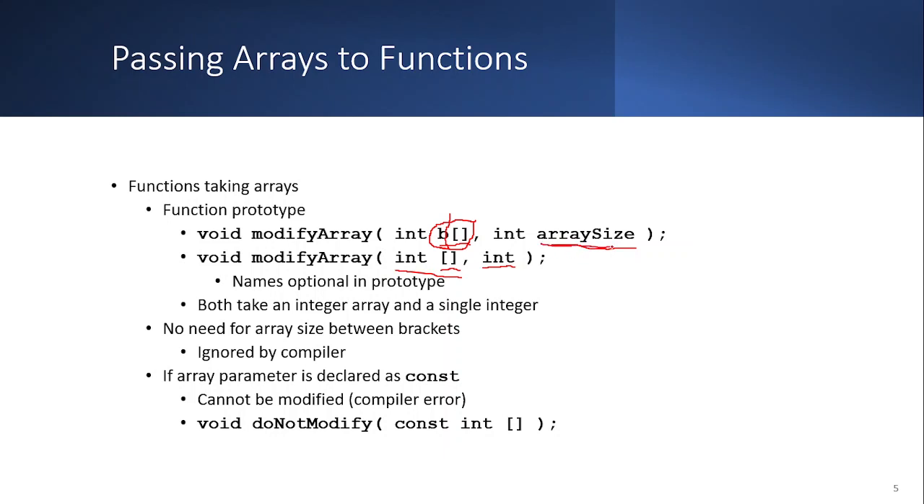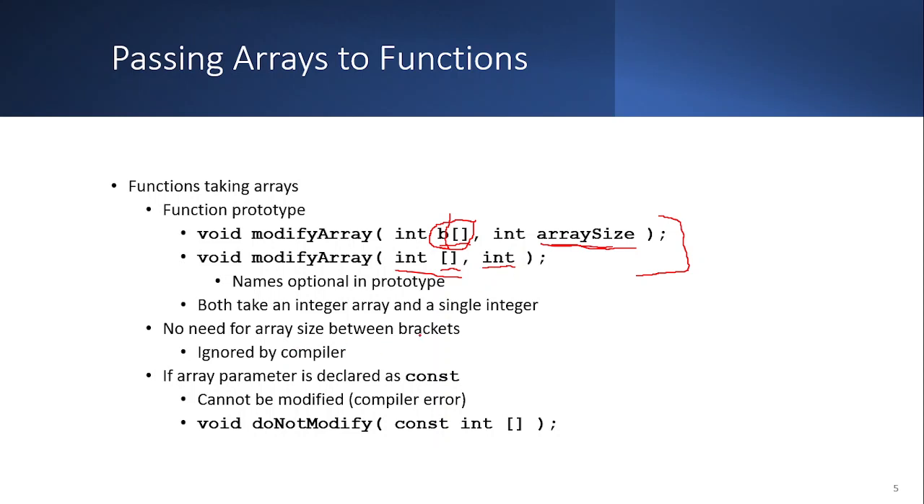So similarly, these names are optional. These are dummy names. These are not going to be used in any way. When you're defining this function, you can change these names and specify other names. So the prototype of a function which receives an array can be written in any of these ways. Okay.